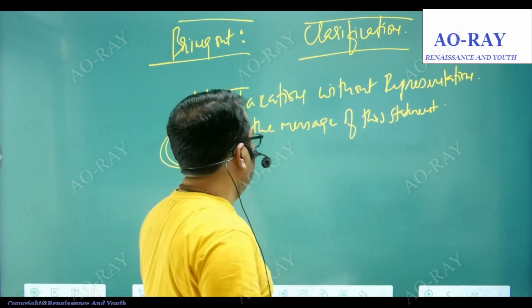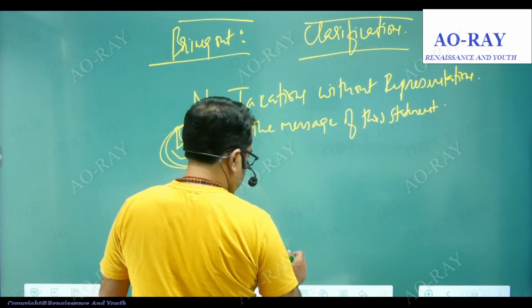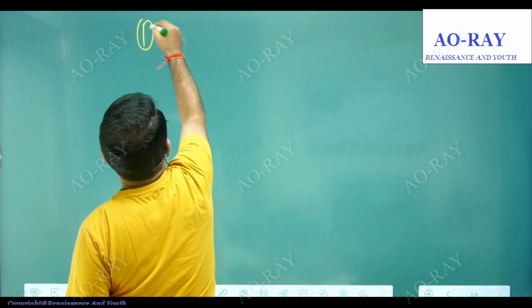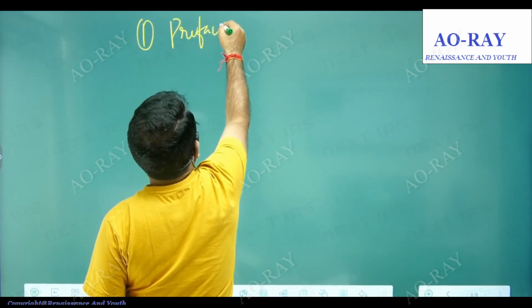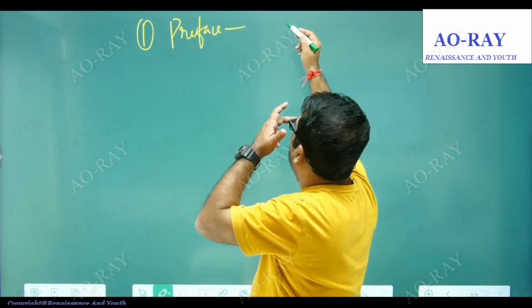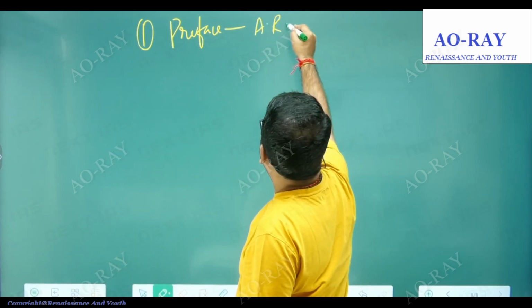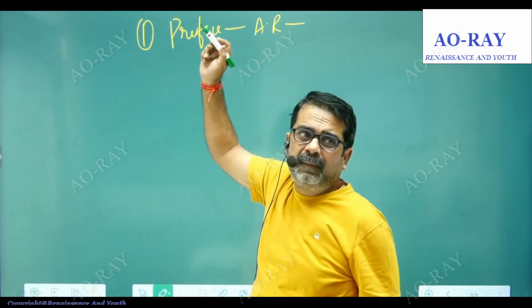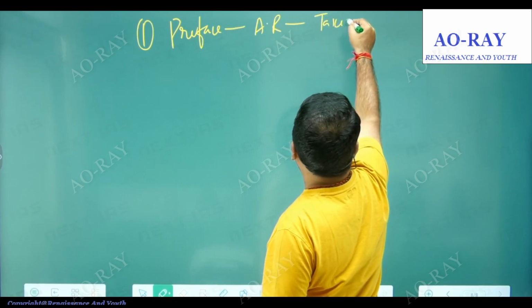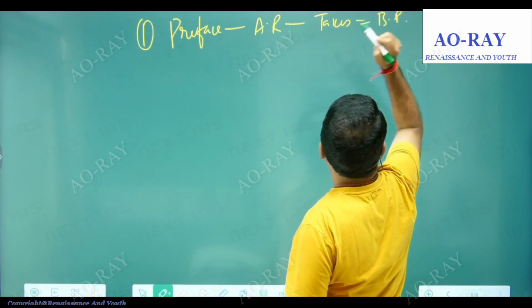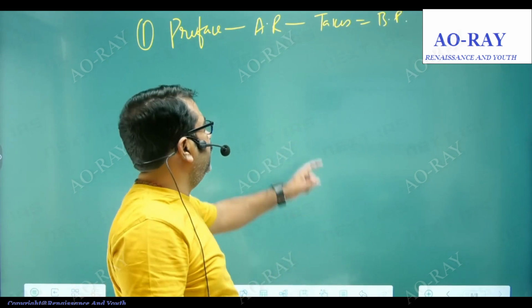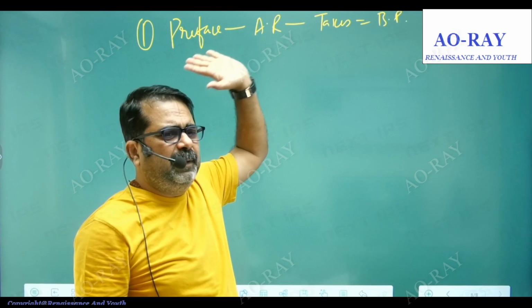Simple. Preface. American Revolution centered around the demand of taxes by British Parliament.